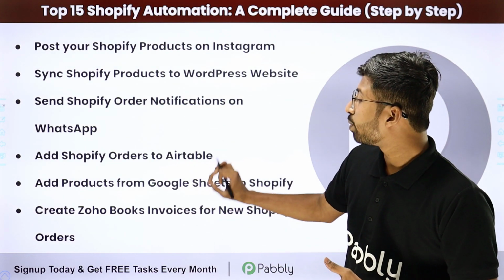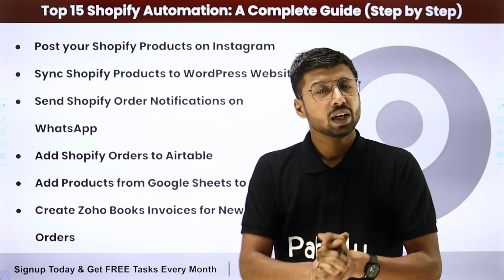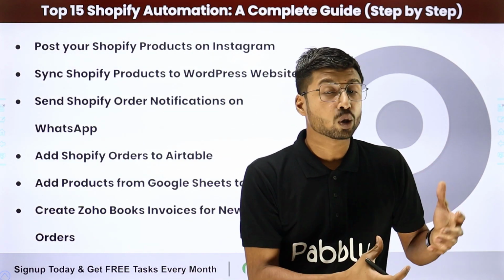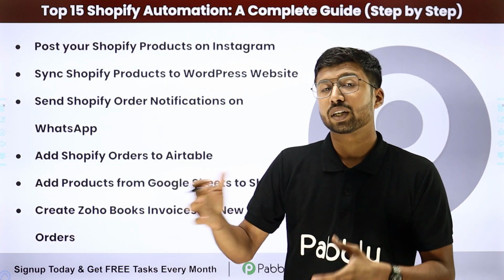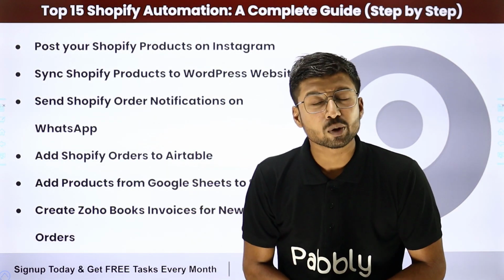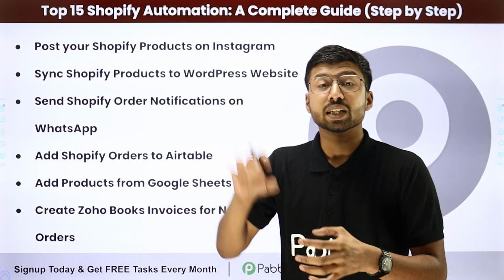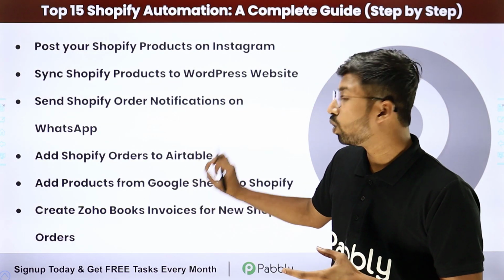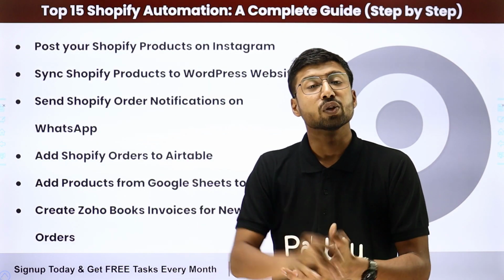Moving toward the last automation, that is creating a new Zoho Books invoice for a new Shopify order. So let's say you receive a new order on your Shopify store. Now you also want to create an invoice of that order and send it to the customer. So you can automate this process too. Whenever a new order is received, automatically with the same details, an invoice is created in Zoho Books as well. And if you want, you can also automatically send that invoice to your customer.